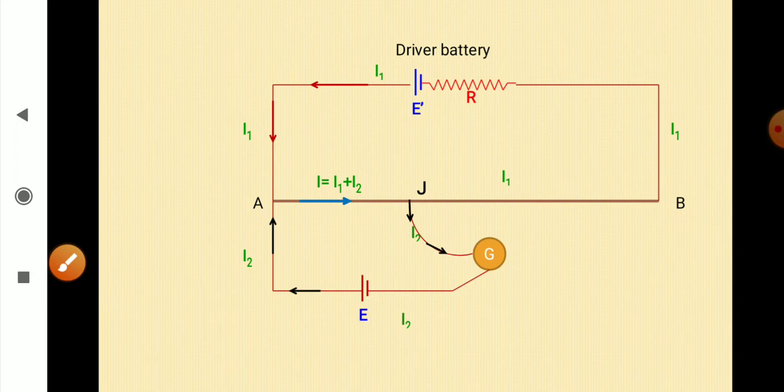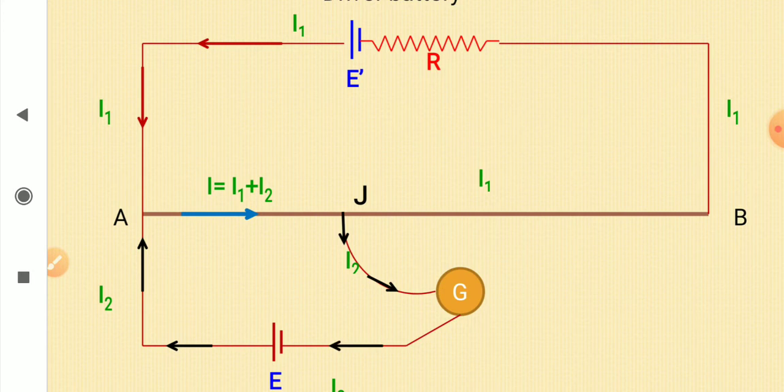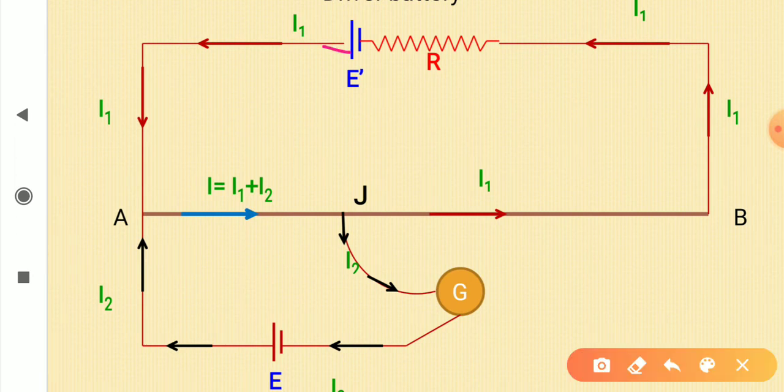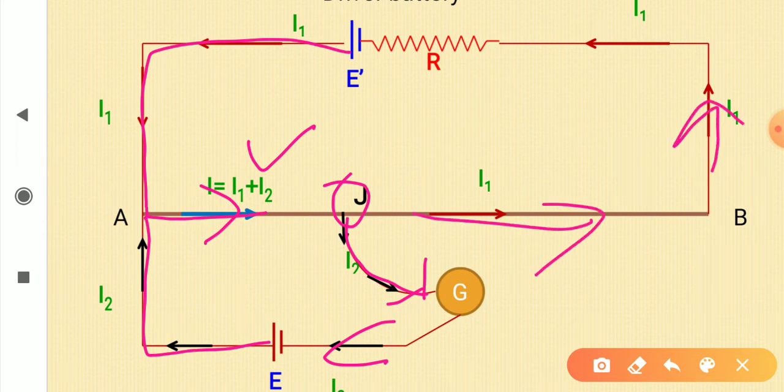So look at it. See, I2 is returned back to the cell E and I1 is returning back to the driver battery. So I hope this circuit is very clear to you, that from the driver battery we are getting current I1 and from this cell we are getting current I2. At this point they both combine together to give I1 plus I2. At this end of the jockey, this I2 current is returned back to the cell and the I1 current goes back along this path to the battery.